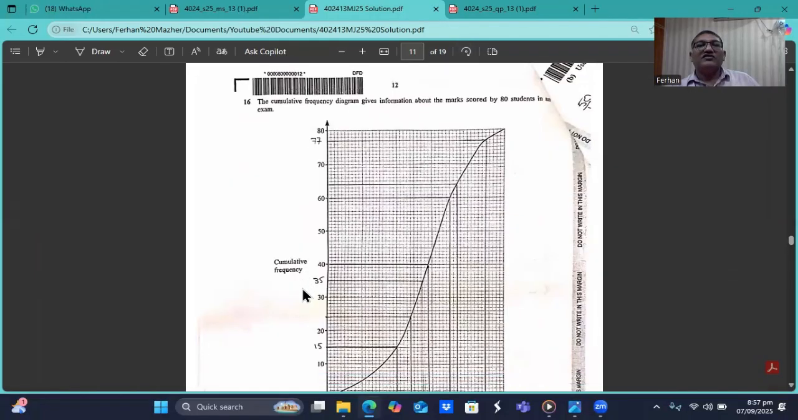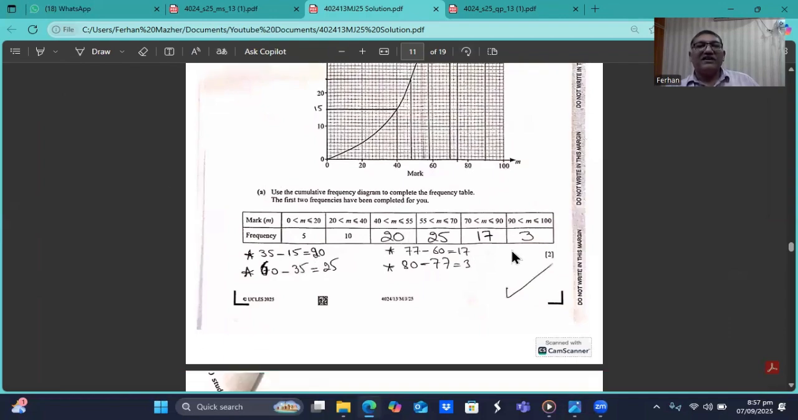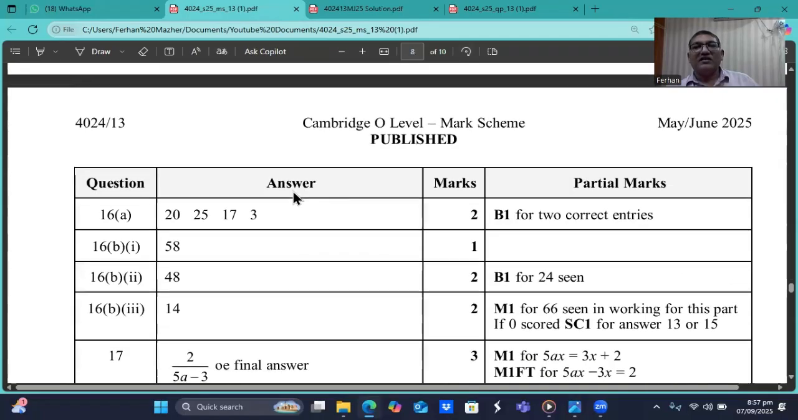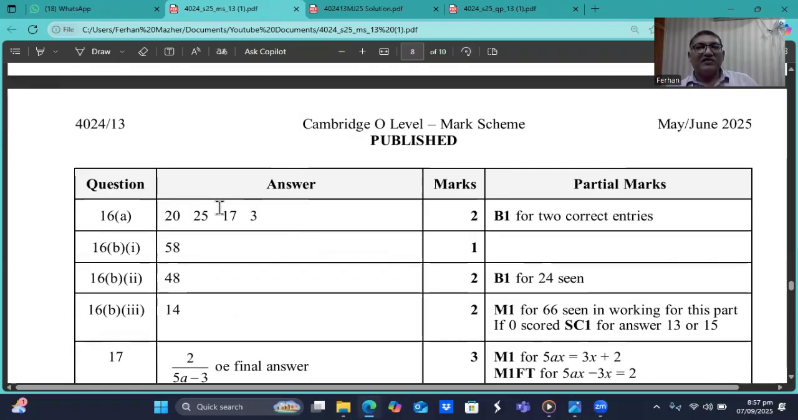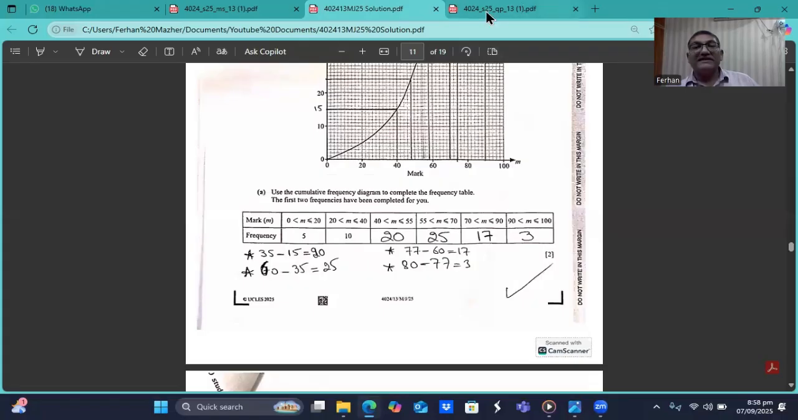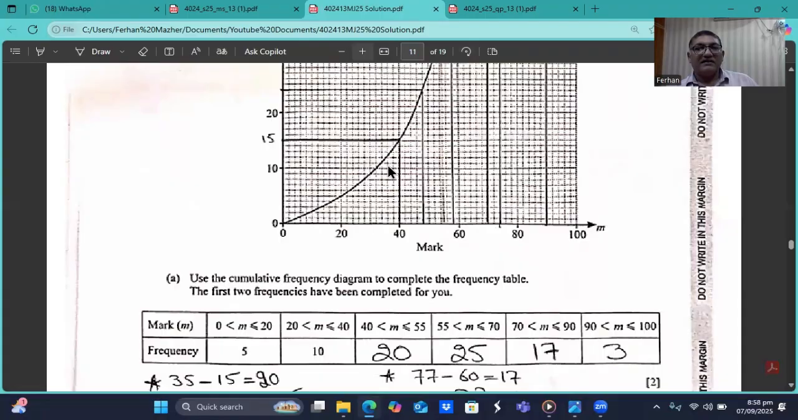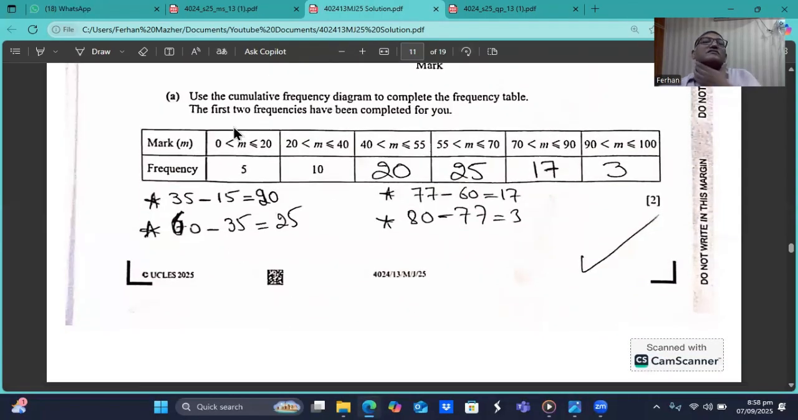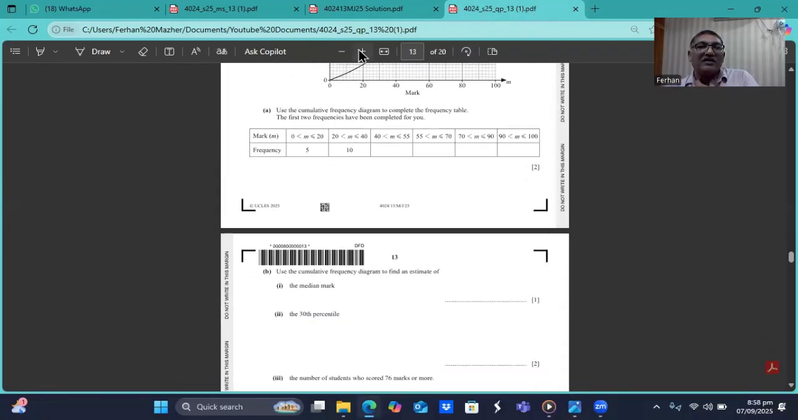Okay, so we are done, and this is the table. 20, 25, 17, and 3. 20, 25, 17, and 3 is the right answer, sir. I hope you understand how this procedure is done. Okay, so we are done with this part. Now we are going to the next.